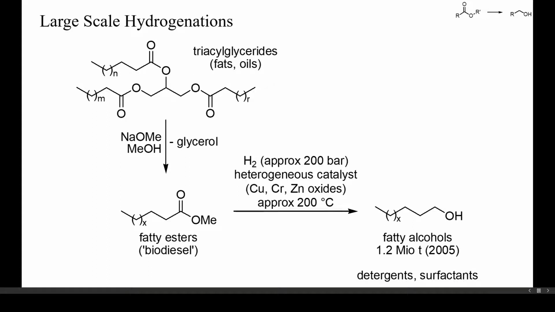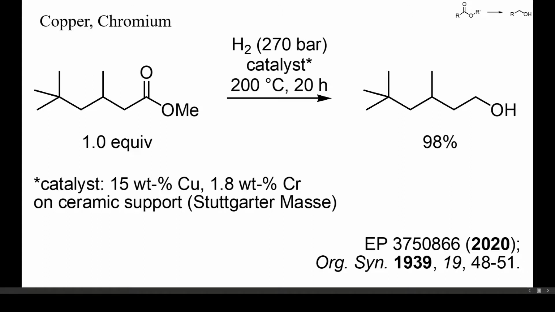Fatty methyl esters are first prepared by transesterification of triacylglycerides and then hydrogenated at high pressure and temperature with a heterogeneous catalyst. These usually consist of copper, chromium and zinc oxides. Noble metal catalysts based on palladium or platinum are less well suited for the hydrogenation of carbonyl groups. If primary alcohols are thermally stable, these can often be prepared by heterogeneous catalytic hydrogenation.